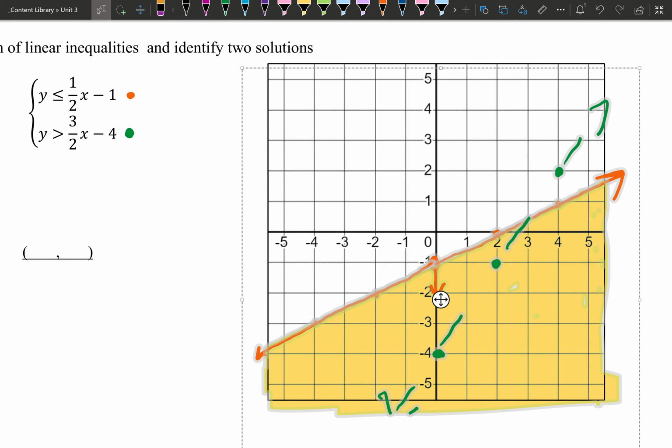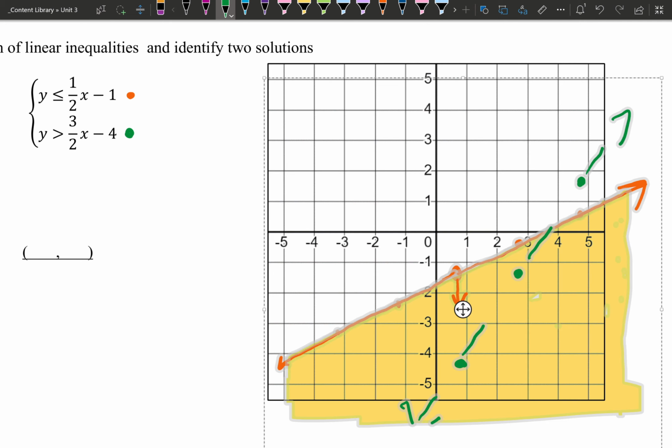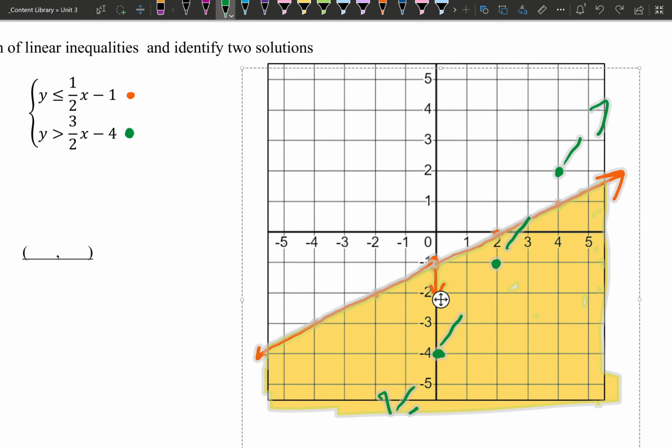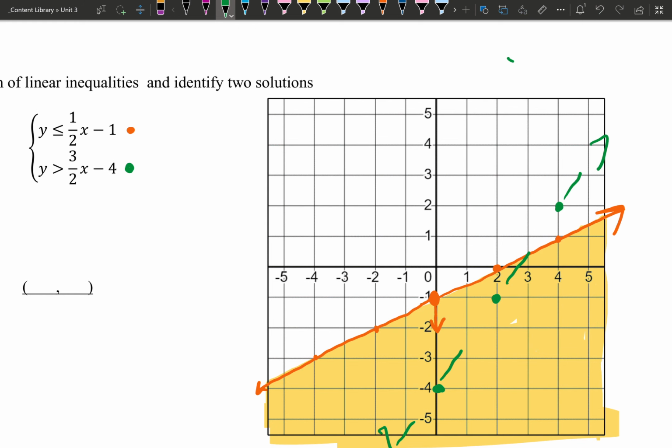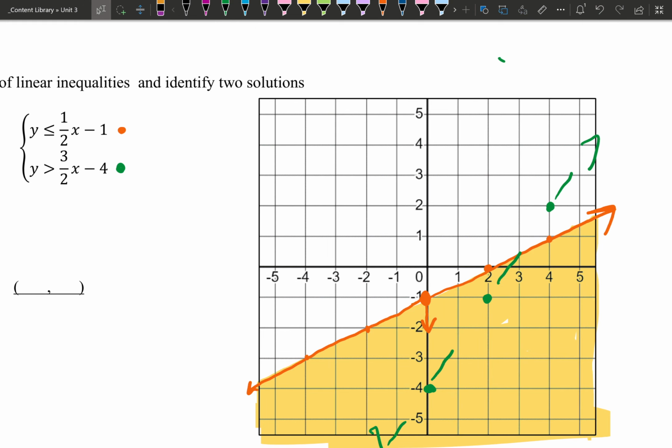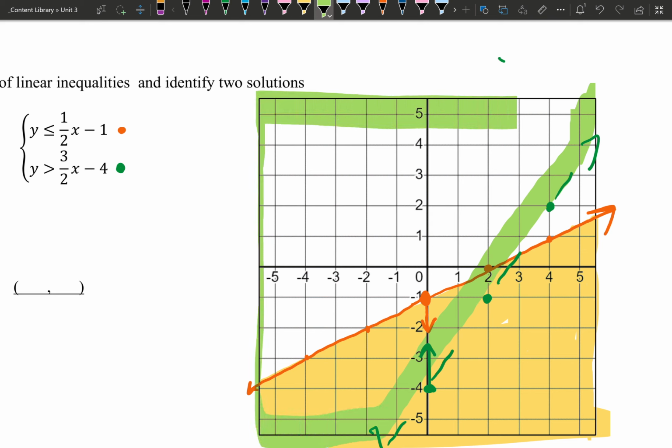The symbol is greater than. I don't need to move this. There we go. My symbol is greater than, which means I'm going to shade above that line. Oh, I need to make that larger. So everything over here on this side of the green line is going to get shaded green because it is above the green or the y-intercept.